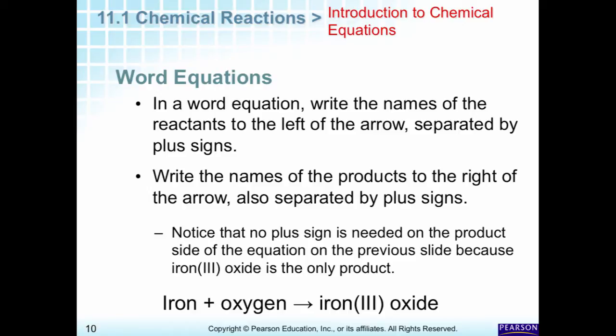So we wrote the names on the left-hand side of the equation. And we wrote the products on the right-hand side. The reactants were separated with a plus, as I said. If we had more products, we would have a plus over here too. And then we have the yield arrow showing the direction of the reaction.